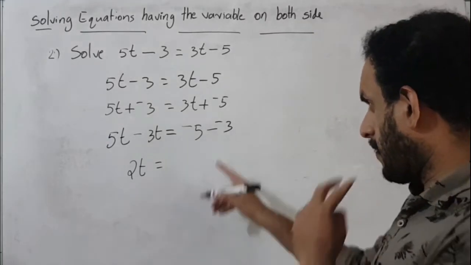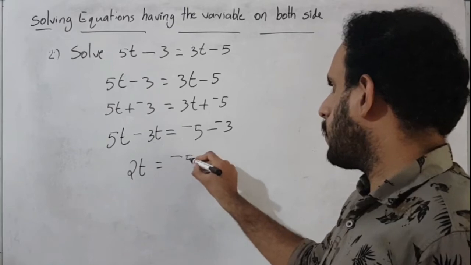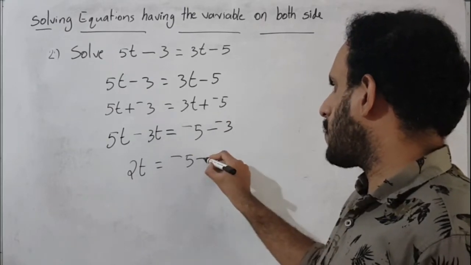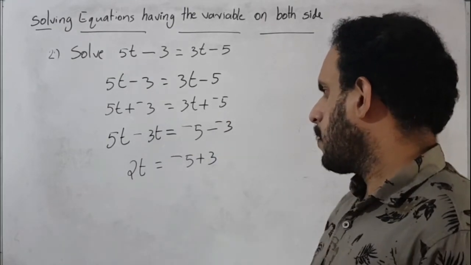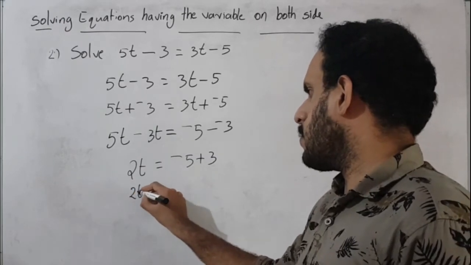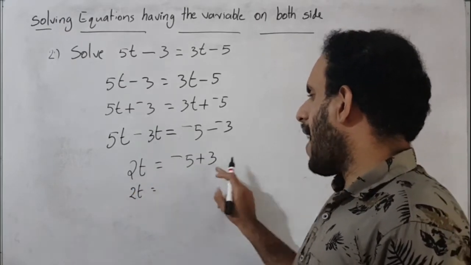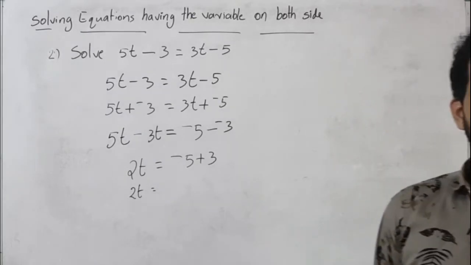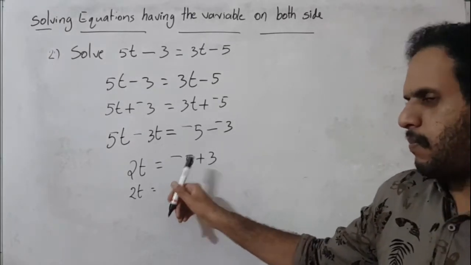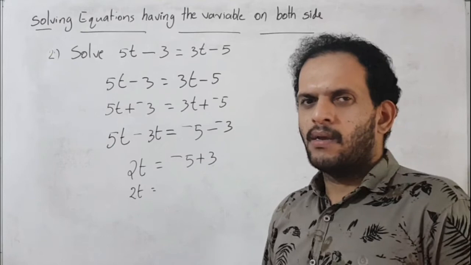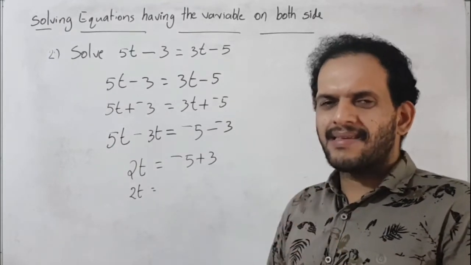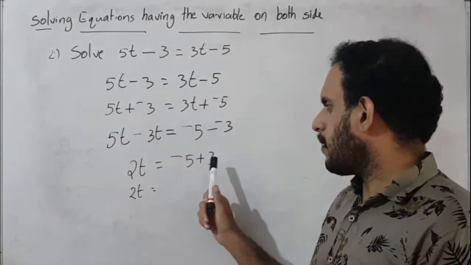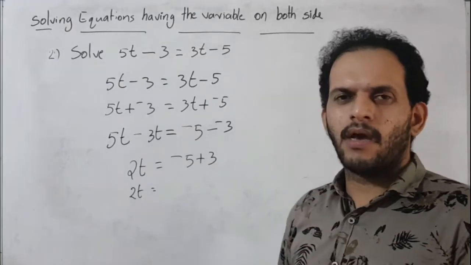Then what is the change? Minus 5. Here the two minus symbols, then plus 3. So 2t is equal to, we add the two numbers, two integers. One is plus, one is minus. So we know that the signs are different. What do we do? We subtract the smaller from the bigger and put the sign of the biggest.